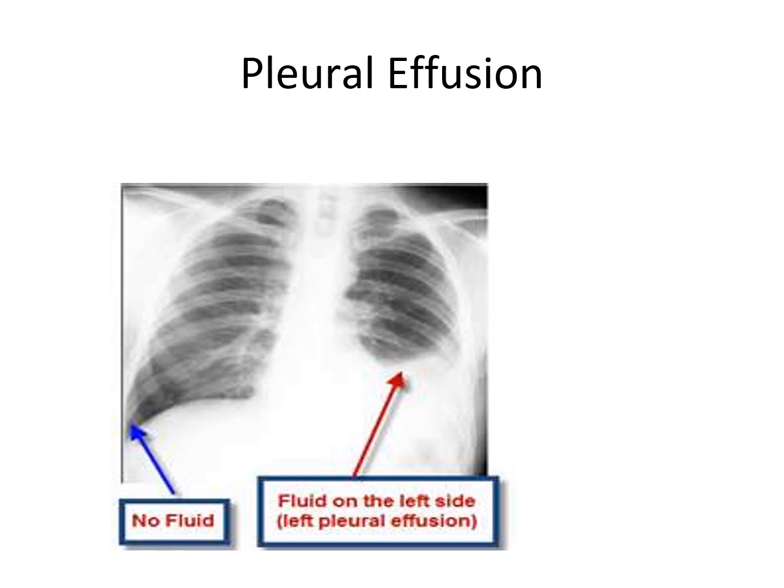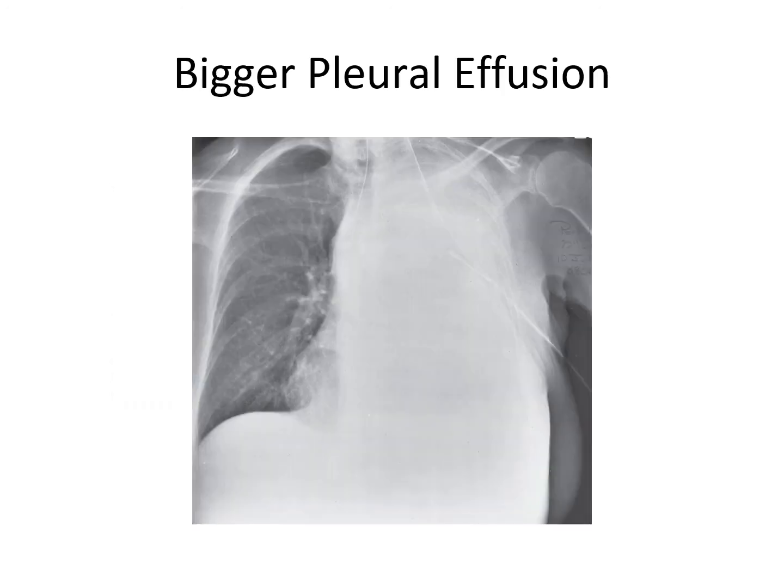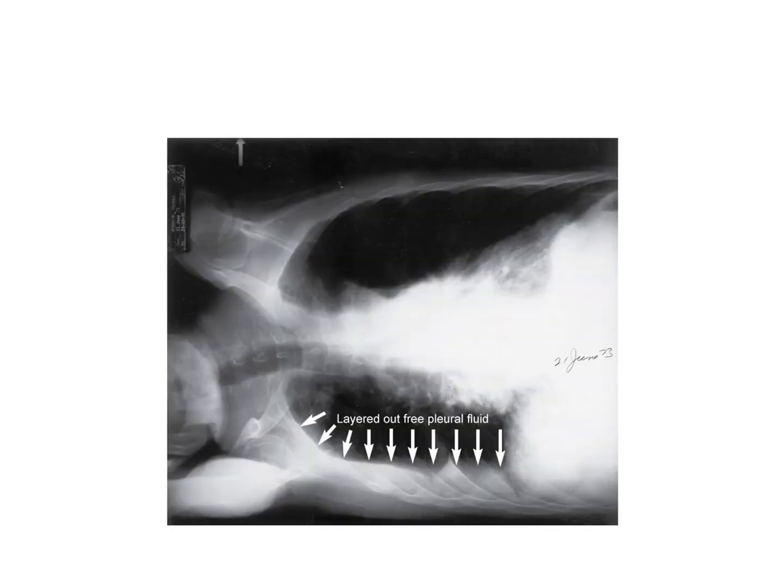So you can kind of see the difference here. You have fluid obviously on the left side, totally blocking. You don't have any costophrenic angle here. And that little dip there by the red arrow is kind of your meniscus sign. Here's a huge pleural effusion where you have a whiteout on the left lung. So they would definitely do a lateral film to see if that is indeed a pleural effusion.